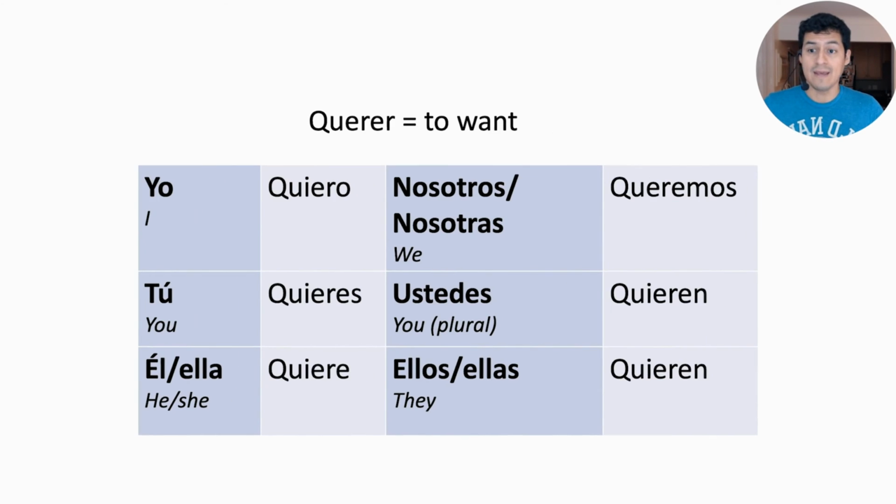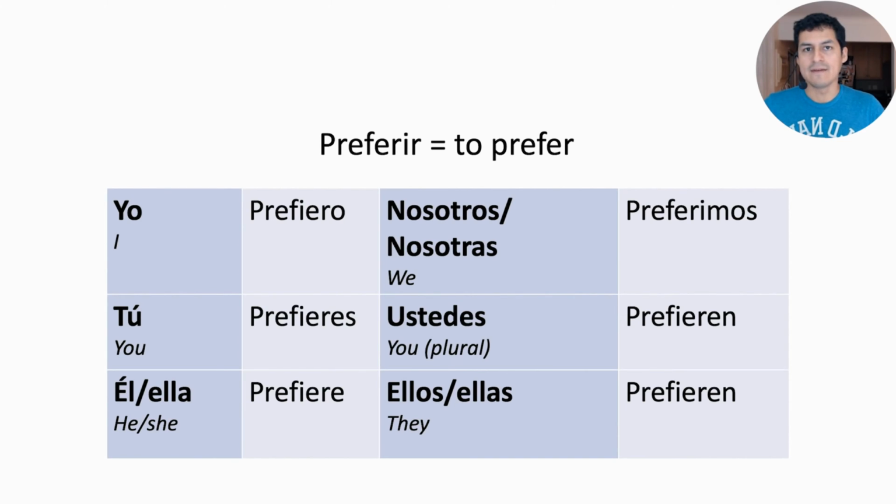El verbo querer. Yo quiero, tú quieres, él, ella quiere, nosotros, nosotras queremos, ustedes, ellos, ellas quieren. El verbo preferir. Yo prefiero, tú prefieres, él, ella prefiere, nosotros, nosotras preferimos, ustedes, ellos, ellas prefieren.